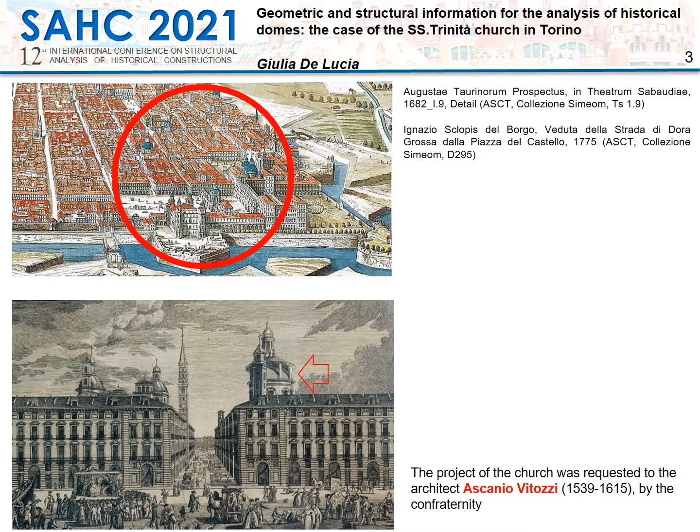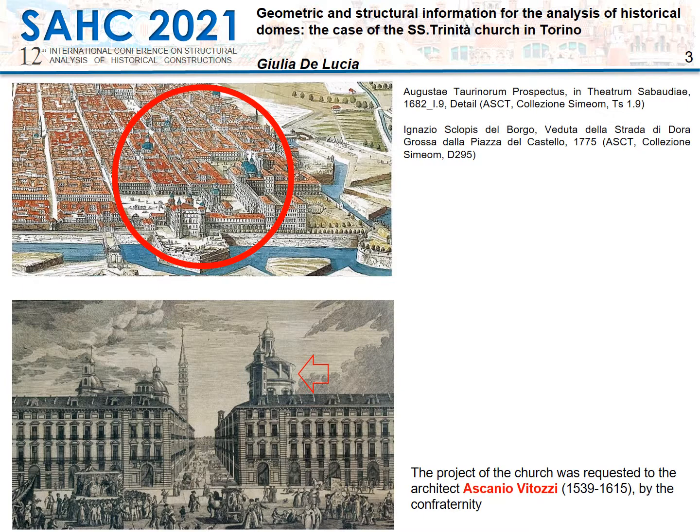The case study is the Santissima Trinità Church, an important church for the political, artistic and religious history of the city. Indeed, the church is located in the center of Turin, very close to the royal palace and to the Duomo, so a very strategic position. At the end of the 16th century, the Santissima Trinità confraternity was very popular and wealthy, so much so that they obtained the soil in the center of the city.